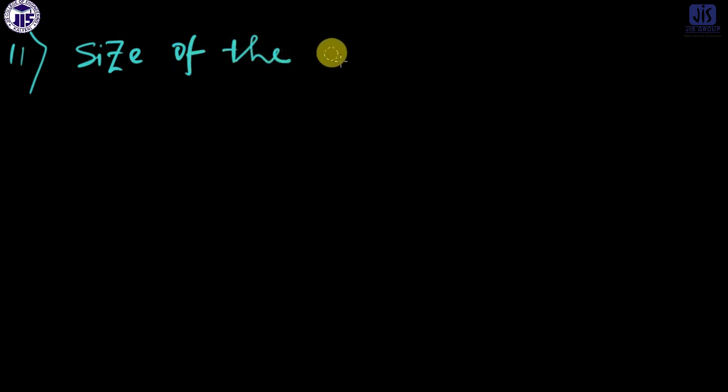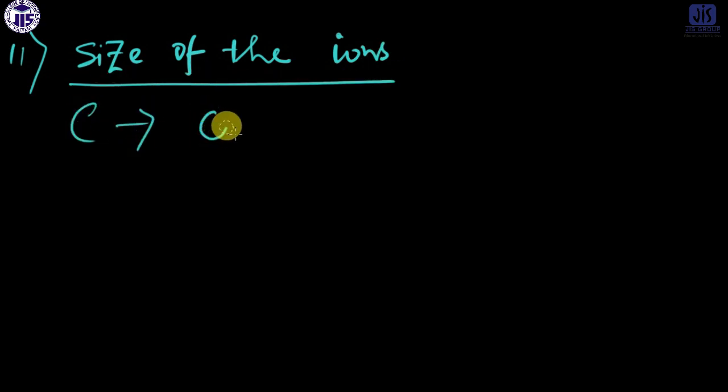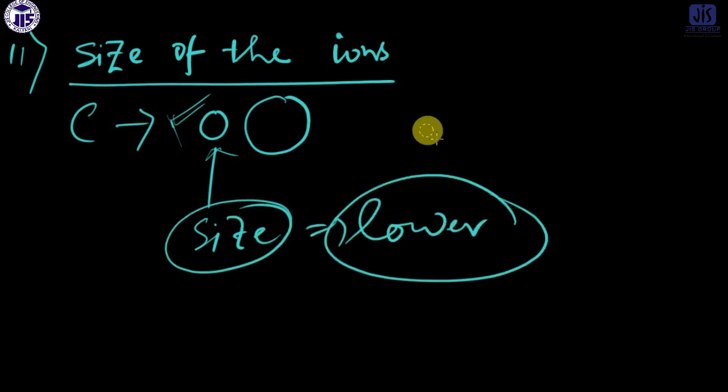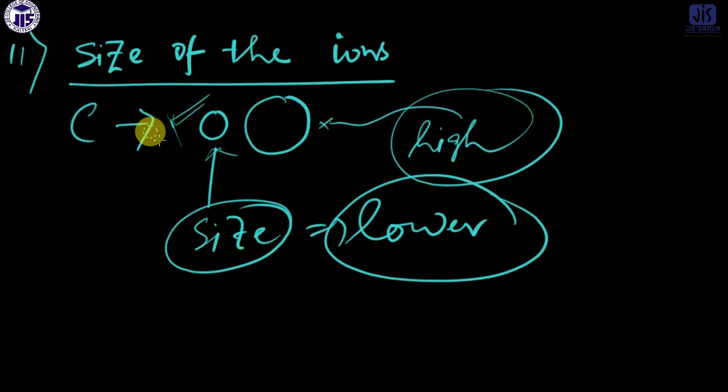Third factor. In the third factor, it is the size of the ions. Generally, if the cations are small and anions are large, it is favorable for the formation of the ionic compound. Generally cation means after losing one electron its size becomes lower, and after gaining one electron the size becomes larger. So this is the very general case.